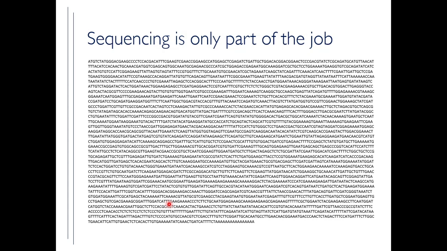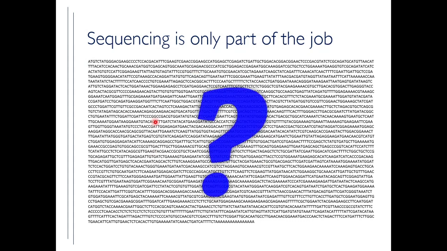So this is just showing an example. If you were to sequence something, you might get an output like this, just A's, T's, G's and C's. But the question is, where are the genes? Is this part of one gene? Is it part of two genes? Where are the promoters? Where do the genes start and stop? Are there introns in here or exons? We don't know. And what does that gene do? So again, annotation is important.